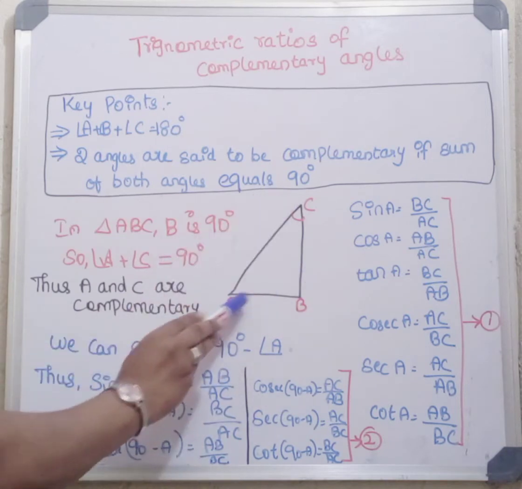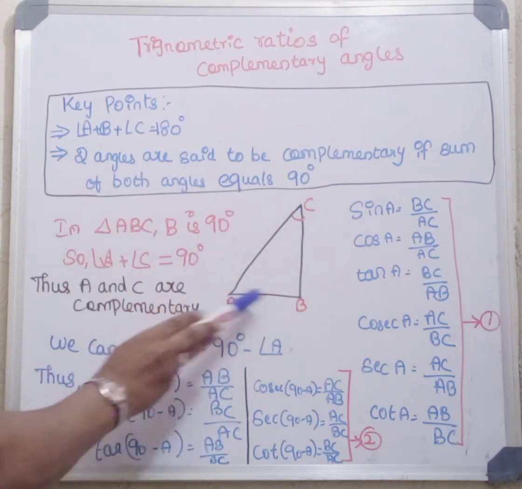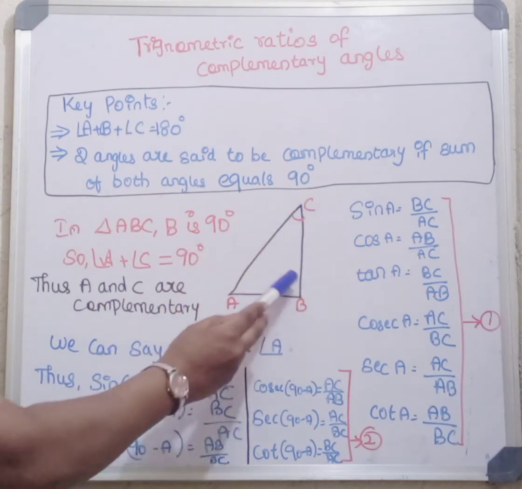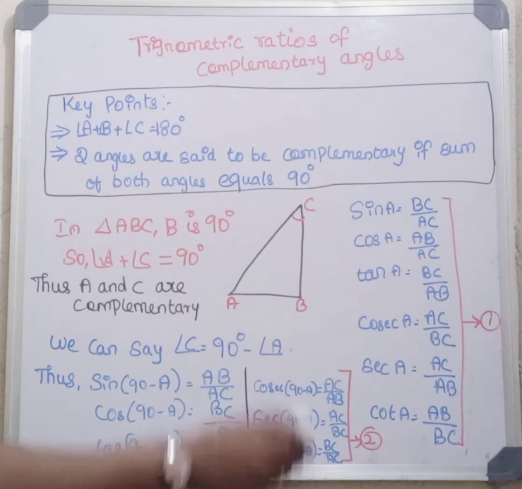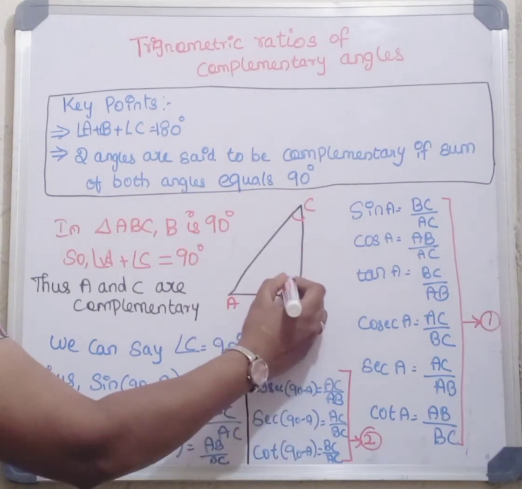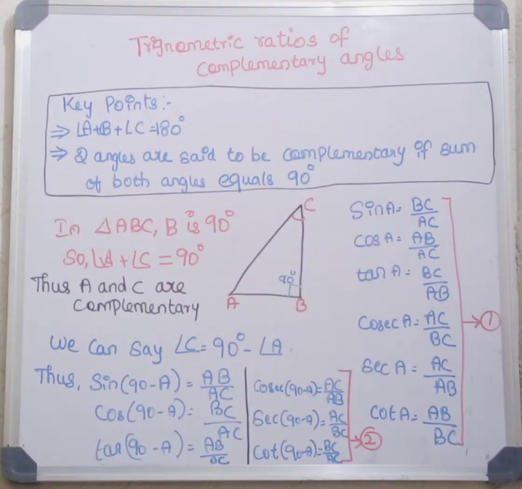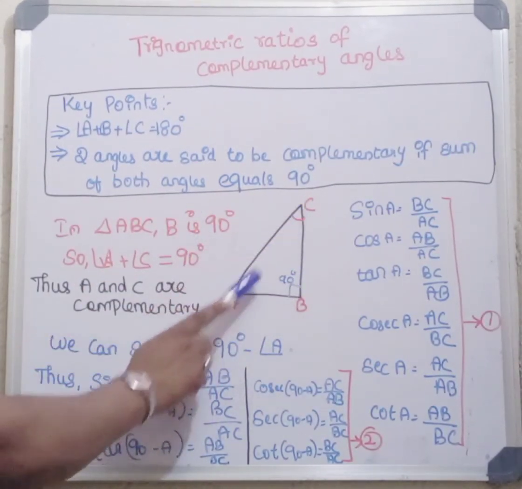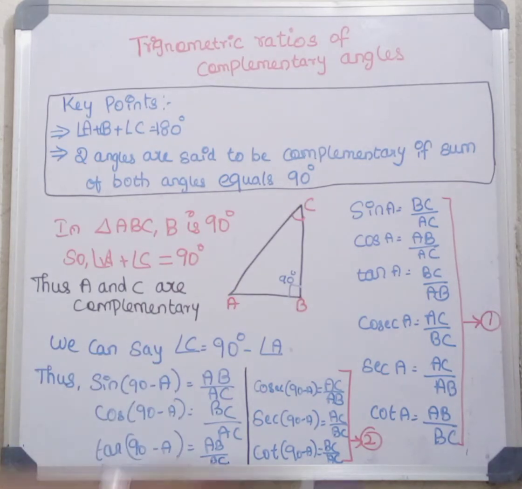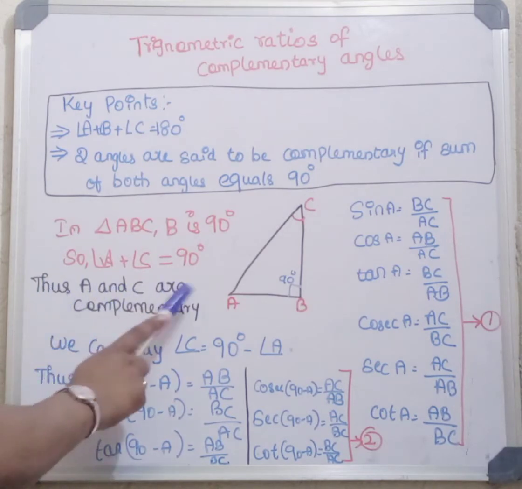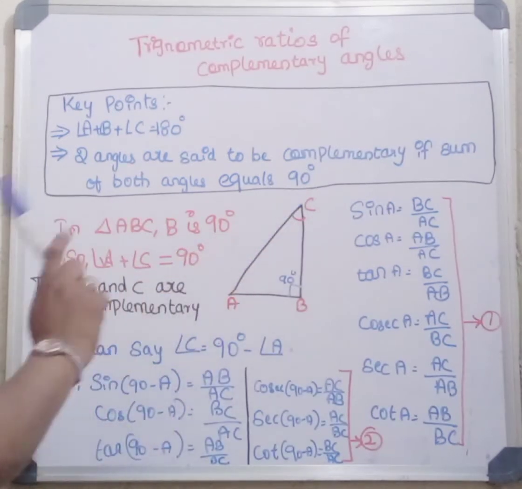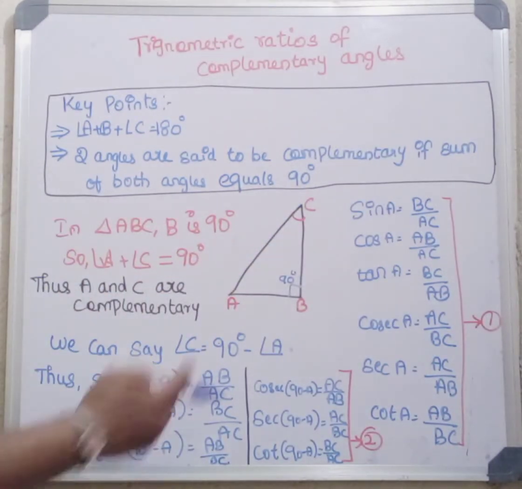Now, see this diagram. This is a triangle ABC. In triangle ABC, angle B is 90 degrees, isn't it? Angle B is exactly 90 degrees. So, we know that the total angle is 180. Here it is 90. So, the remaining two, if we add them, we will get 90 degrees. So, we can conclude that A and C are complementary, isn't it? Thus A and C are complementary to each other. That means if you add these both angles, it will be 90 degrees.